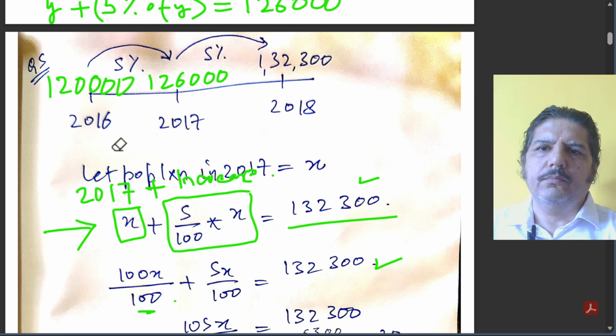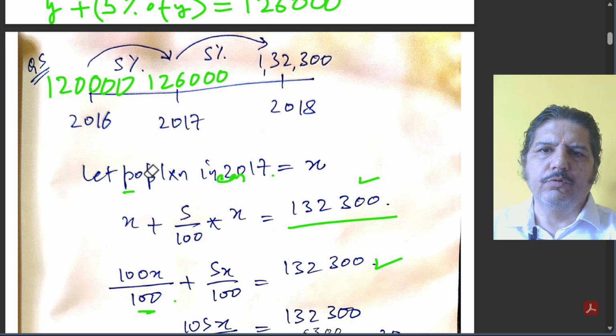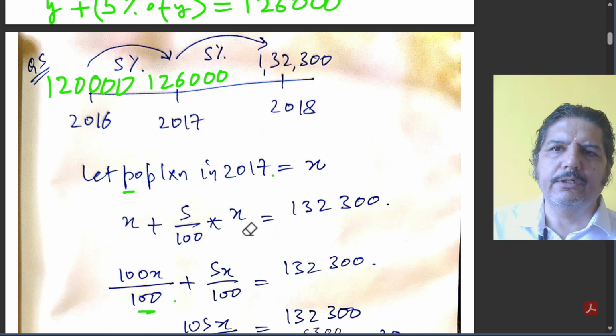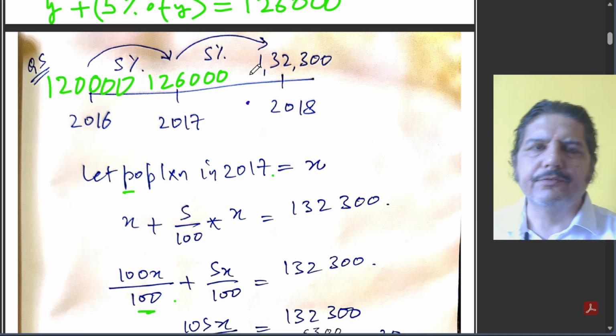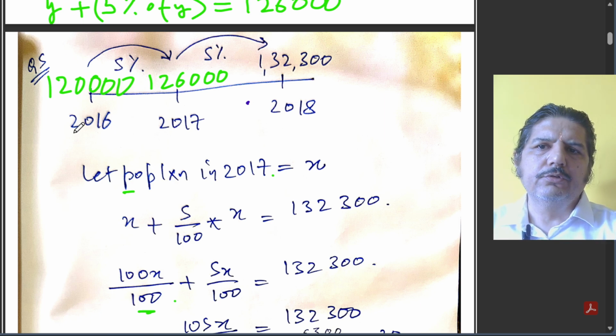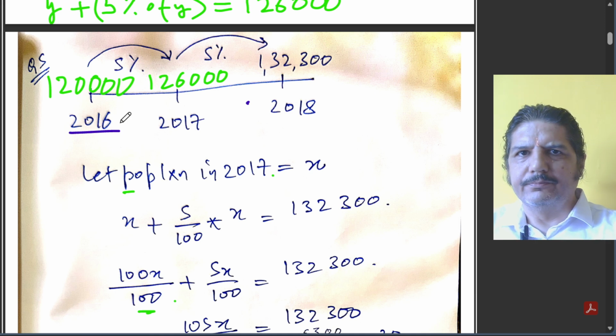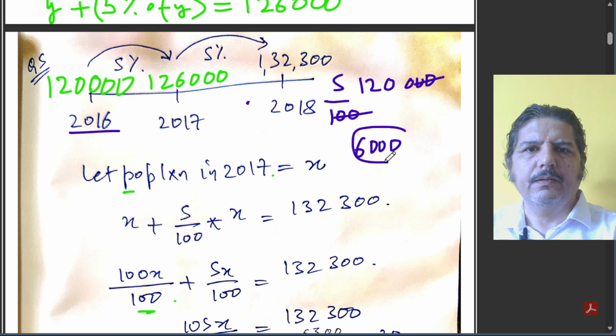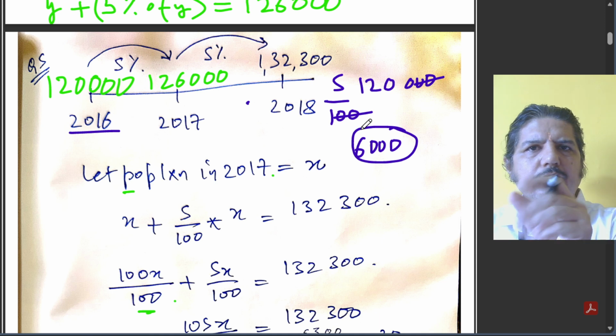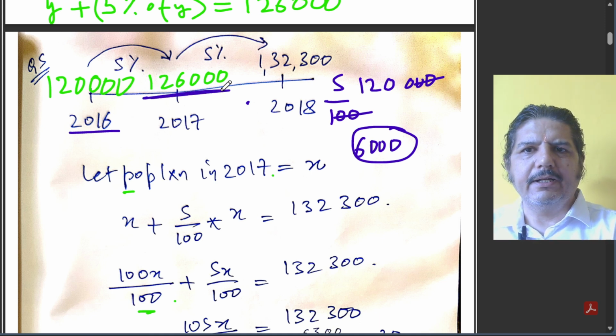Now, there is something that I want to discuss before we move on to the next question. Let's try to understand this question again. Now that we have the answer, let's look at the question again. So in 2016, the population was 1,20,000. It increased by 5%. So 5% of 1,20,000 is 6,000. So I'll add 6,000 to 1,20,000, and it will become 1,26,000.